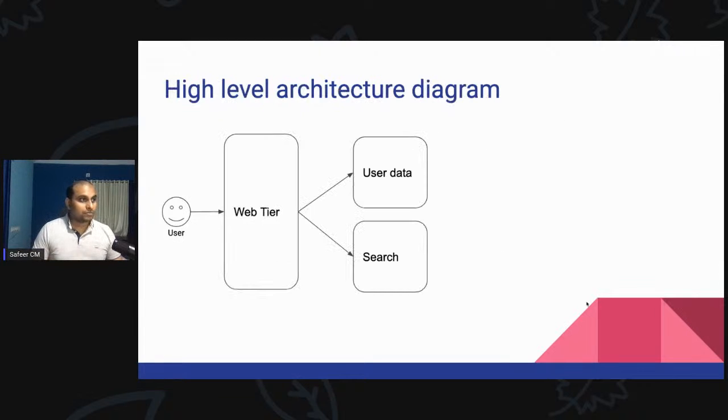Now, high level, again, oversimplified diagram. You have a web tier, you have a user data handling, and you have search. That's about it. But again, this can be expanded further. Even for a high level diagram, this is too high level. It could even be split into further smaller pieces depending on how your thought process goes.